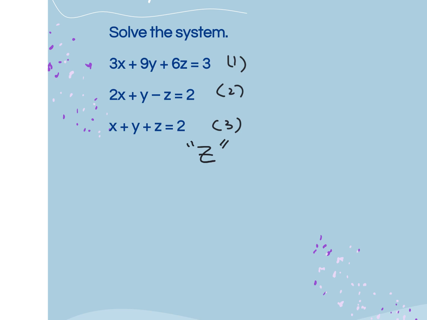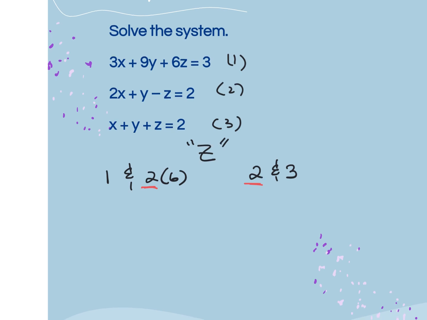So I'm going to do 2 different setups. I'm going to add 1 and 2 together, but in order to eliminate Z, I need to multiply equation number 2 by 6. But I can add equations 2 and 3 together without multiplying by anything. So notice they both have in common row 2. So I'm going to add 2 to 1 and 2 to 3, but in order to eliminate Z from adding the 1 and 2 together, I need to multiply equation 2 by 6.